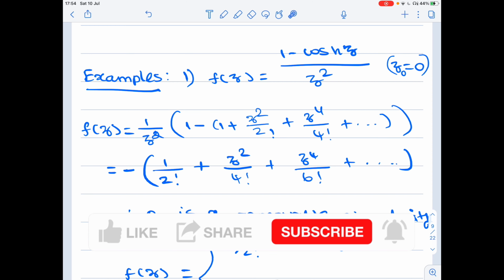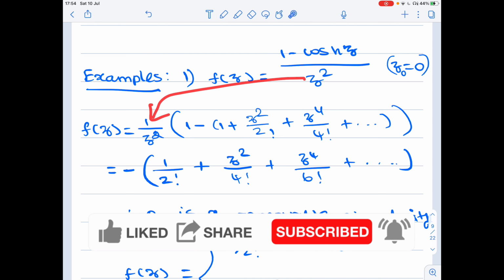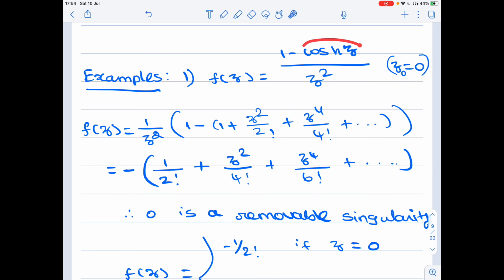For the first problem, consider f(z) = (1 − cosh z)/z². I'm keeping the 1/z² outside, and the series expansion of cosh z is 1 + z²/2! + z⁴/4! + etc. When you simplify this, the 1 gets cancelled, and there is a z² outside that you can cancel with all the powers. So basically you get −(1/2! + z²/4! + etc.).